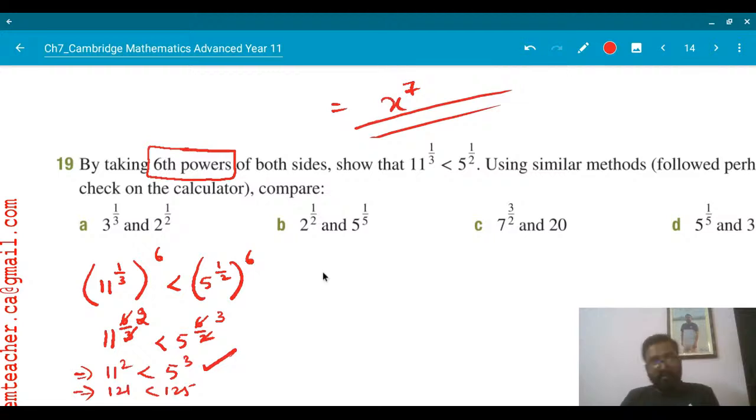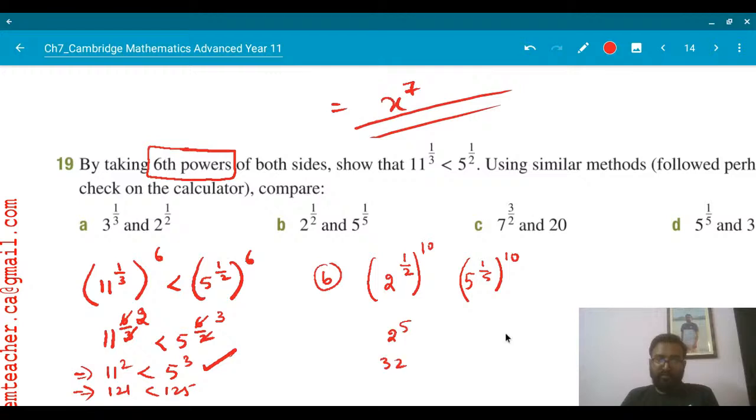Similarly, what we have to do for B? We have to raise it up to what? 10. Right, very good. It's power 10. Make it to 10. It is 2 power 5, which is 32. It is 5 power 2, which is 25. So this is the case.